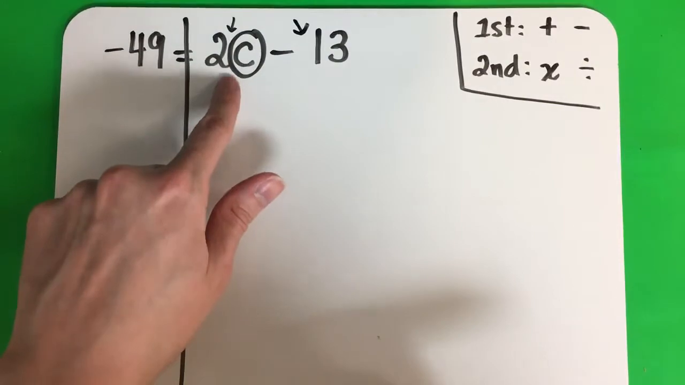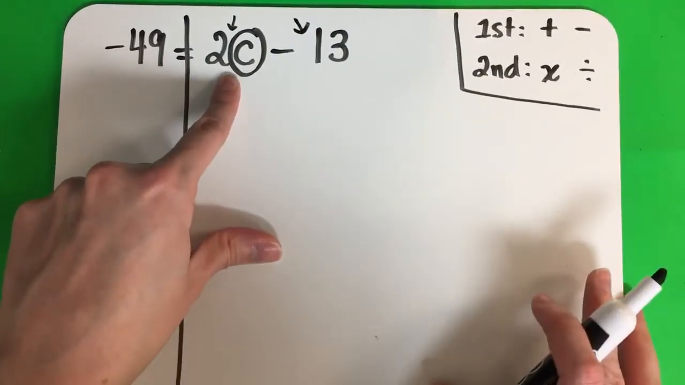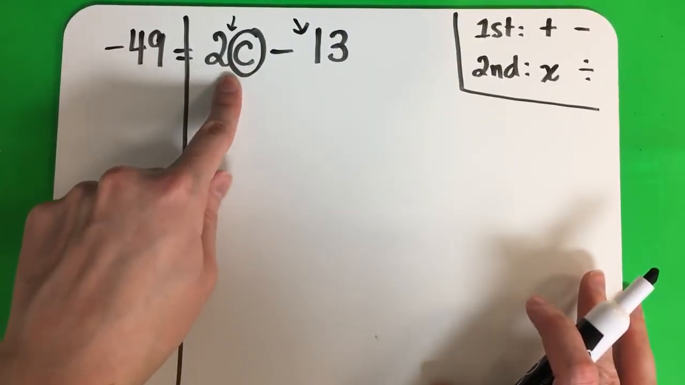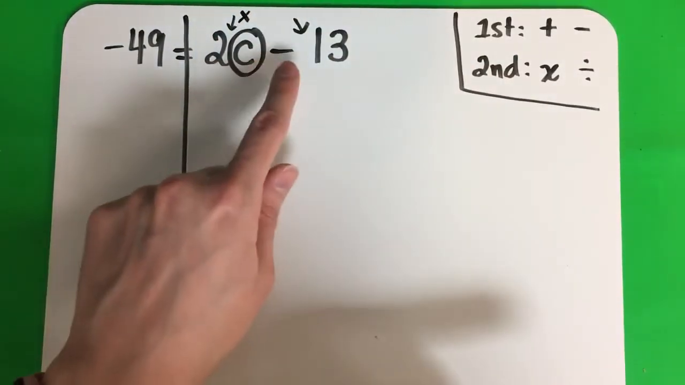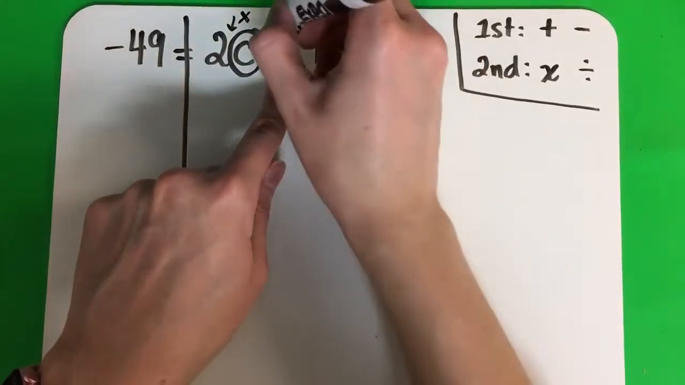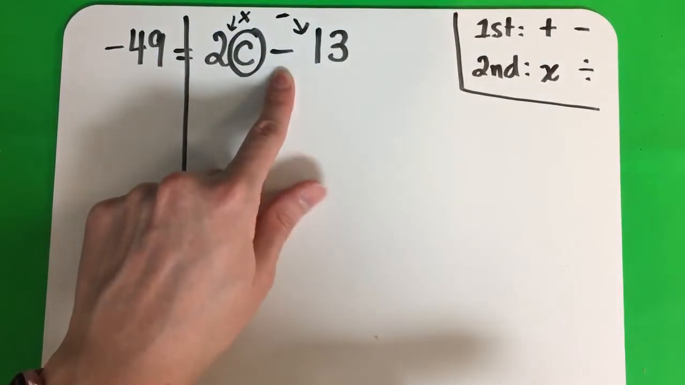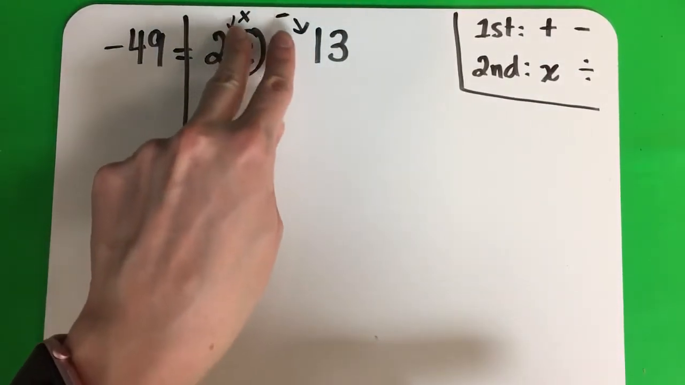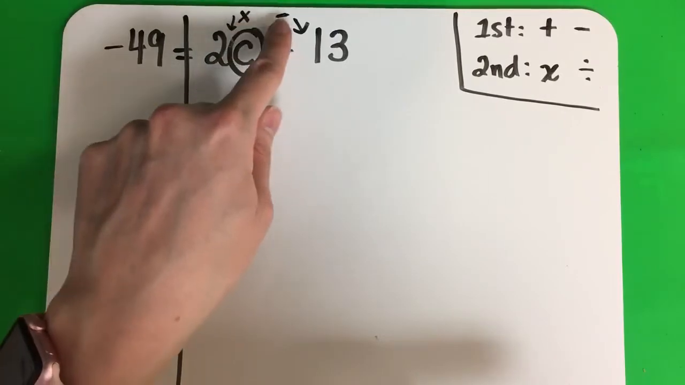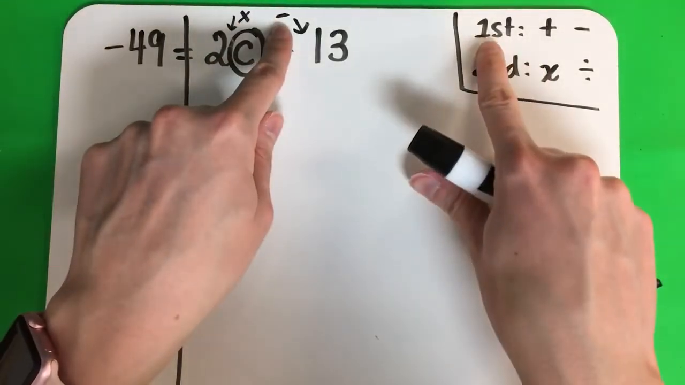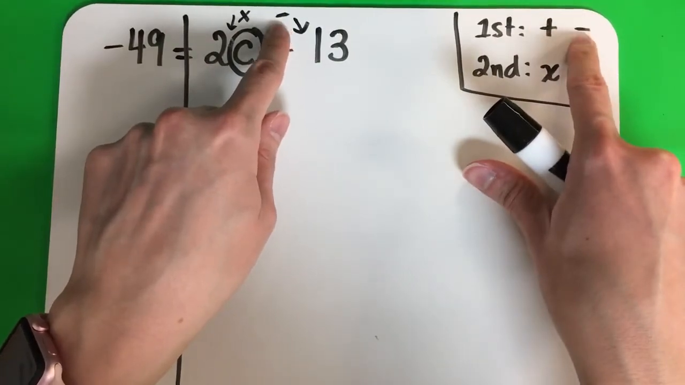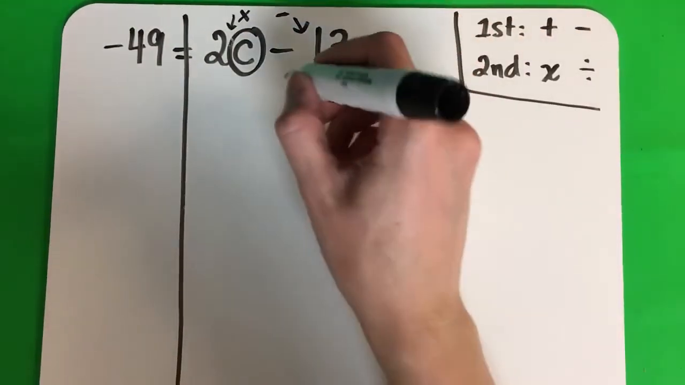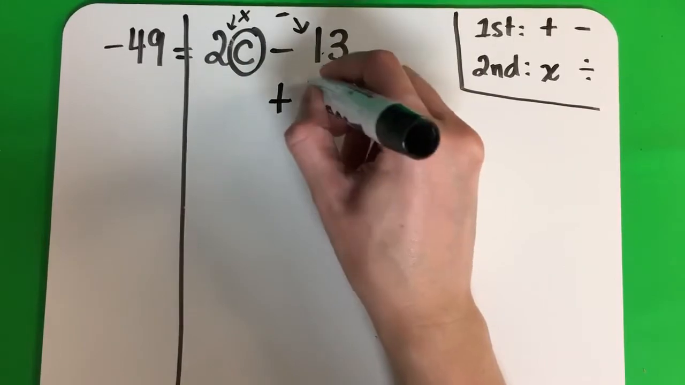Okay. What sign is in the middle? ¿Qué es en el medio? Nothing. Nada. Multiplication. This one is minus. Which one first? ¿Cuál primero? Multiply or minus? First, primero is minus. The opposite of minus, plus. So plus 13.